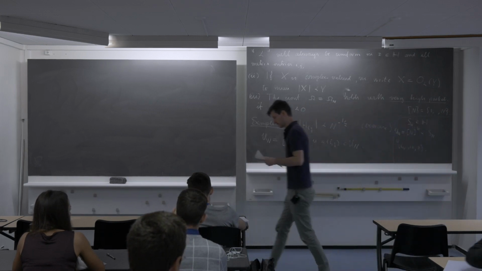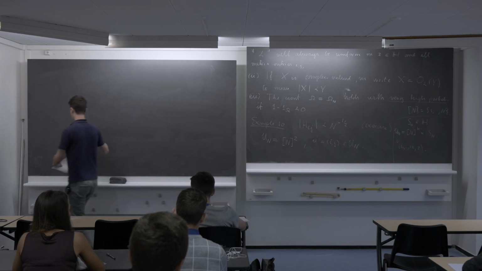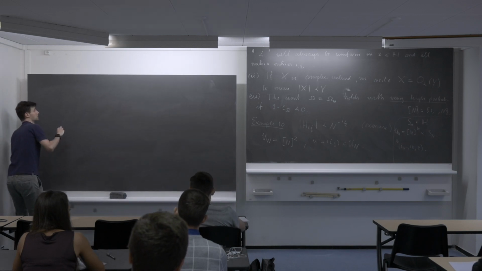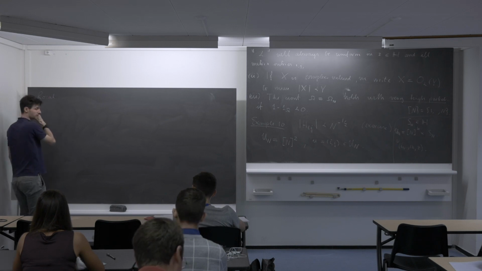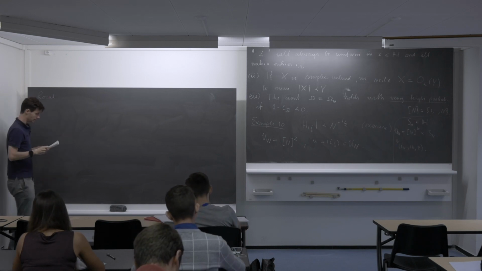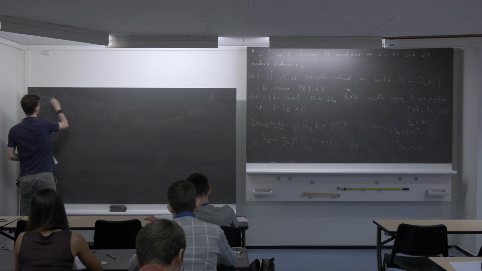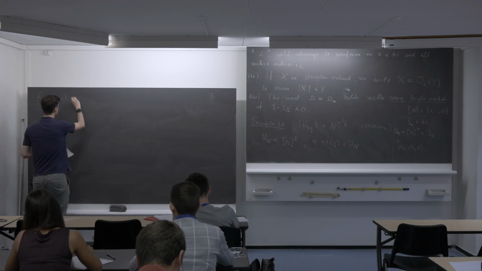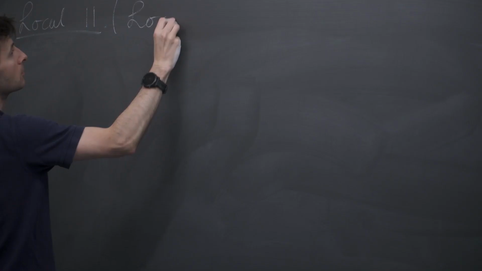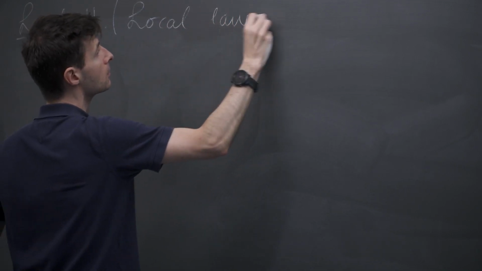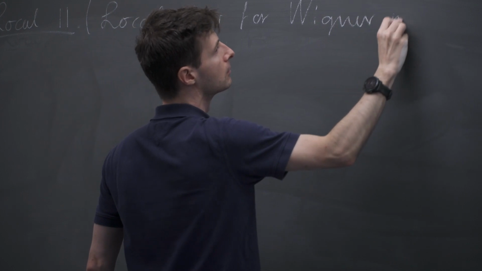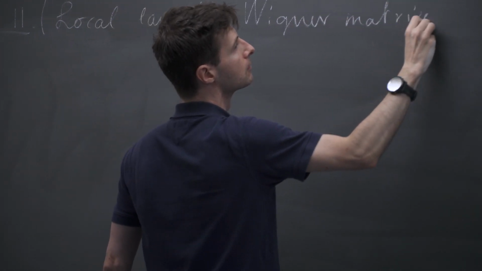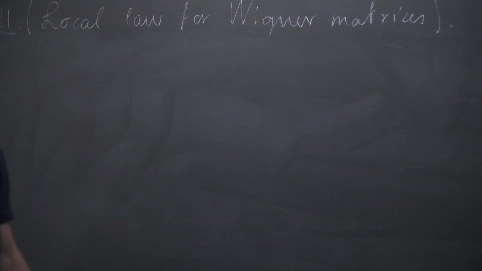It looks like a technical result. In some sense it is, but it has very far-reaching consequences in random matrix theory. So this is a local law. It's called the local law for Wigner matrices.